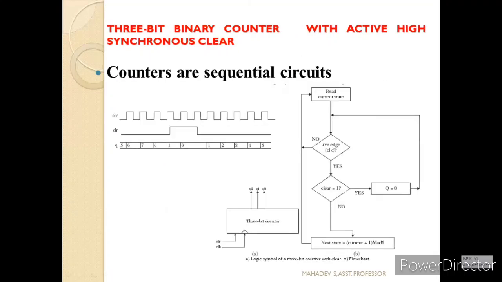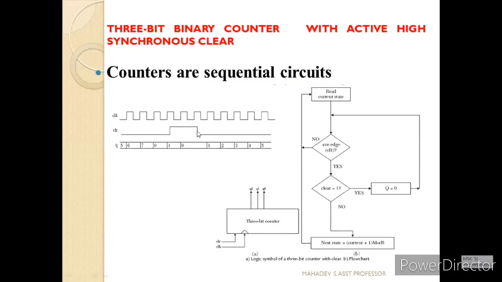We can analyze that with the help of waveforms. You can observe the initial value was 5 during the positive edge. It has changed to 6. At the next positive edge it is 7. After 7, it has to come to 0. But clear has become active. Now, if you observe, clear is changing, but since the flip-flop operates only on the rising edge, at the next rising edge it has become 0.